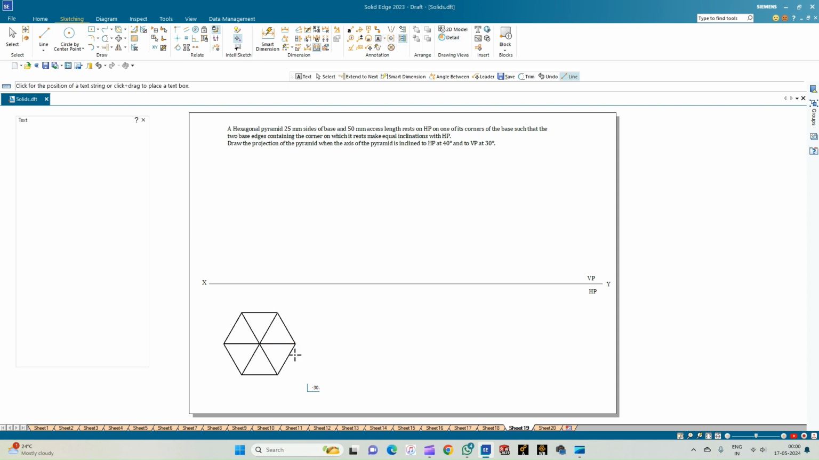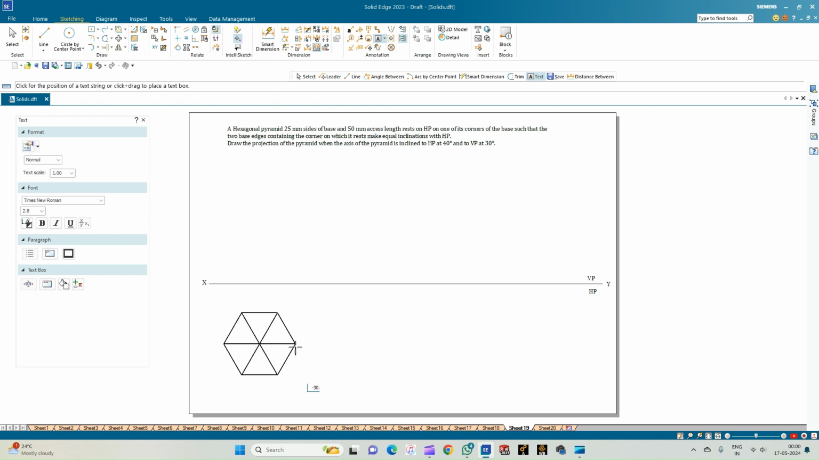Let us annotate the pyramid. So let us assume that it is resting on the corner A, and then annotate the other corners in the anti-clockwise direction. Also, this is the apex of the pyramid, and then we have to indicate the center of the base of the pyramid as O1.